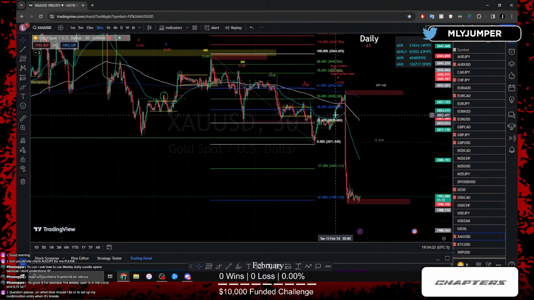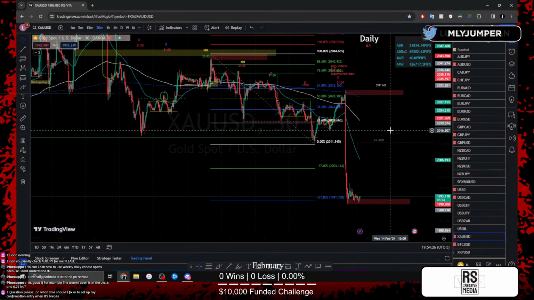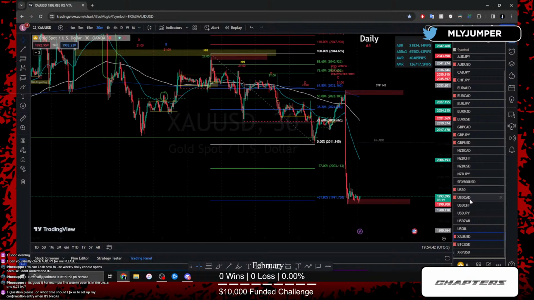Question: on what time frame should I settle my confirmation entry when it breaks? 30-minute time frame. But again, it really depends on what time frame you're looking for the break. If you're looking for a 4-hour break, you need to wait for that 4-hour break of structure. Once the 4-hour break of structure happens, then you start looking for the 30-minute confirmations.